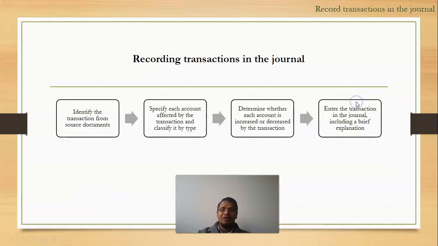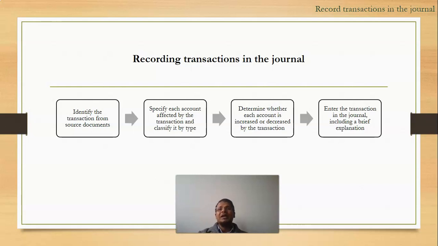So let's start with how to record. In recording, what activities do we have to do? We have identified four basic activities for recording a transaction in the journal. The first step is to identify the transaction from the source documents, identifying that something happened in the organization, any monetary transaction or event. That's the transaction, and we have to identify it from a source document.